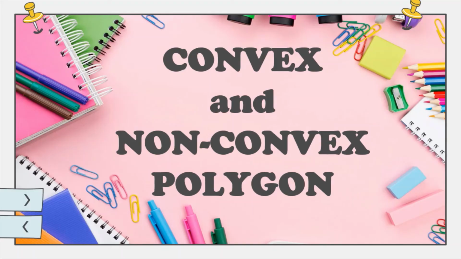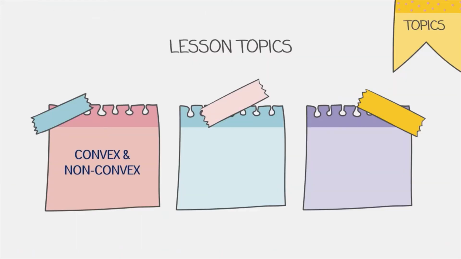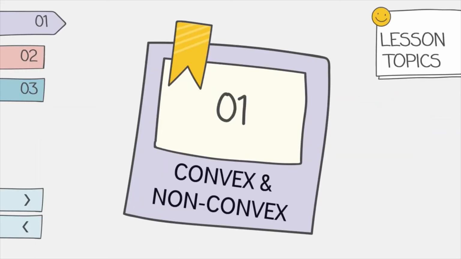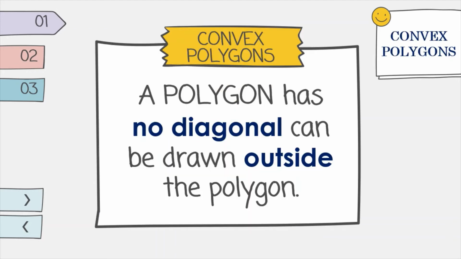So, we have also convex and non-convex polygon. Ito po yung i-discuss natin: convex and non-convex, equilateral and equiangular, and then regular and irregular polygon. So, number one is convex and non-convex. A convex polygon is a polygon that has no diagonal that can be drawn outside the polygon. So, yung diagonal niya is nasa loob lahat ng polygon. Walang nasa labas. So, that is convex polygon.